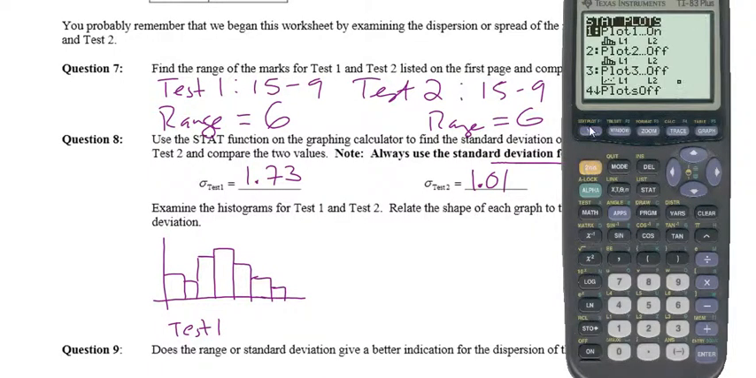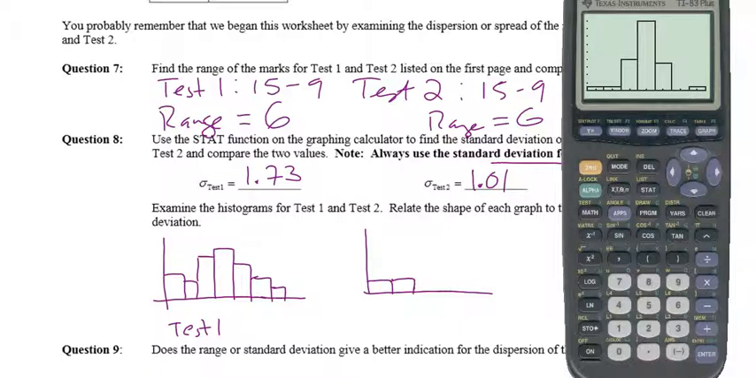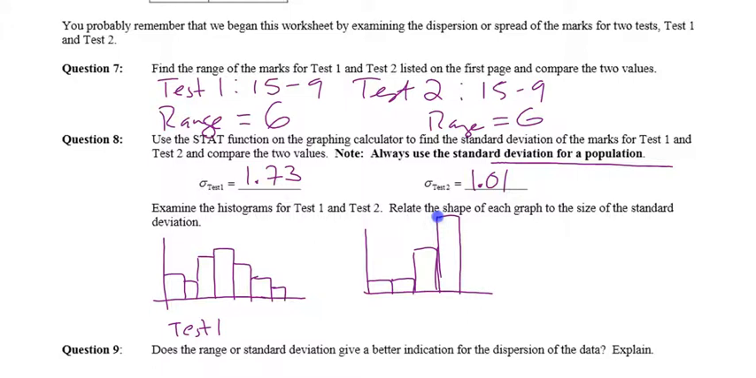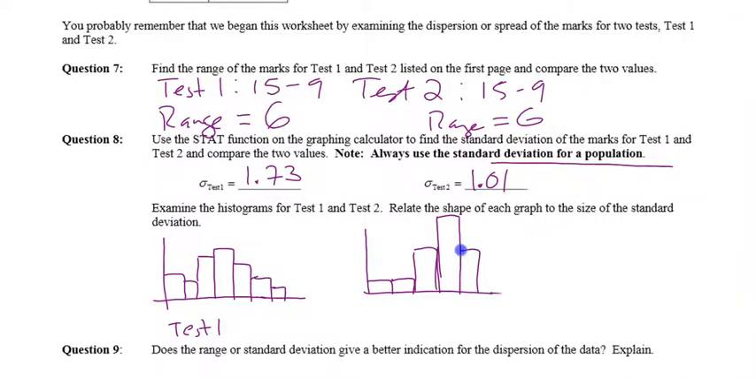So stat plot, and this time we want L3. Graph, and it's like low, low, and then it's not very low there, mid. Alright. Test 2. Okay, so really that's just a rough sketch of what we're looking at, okay?